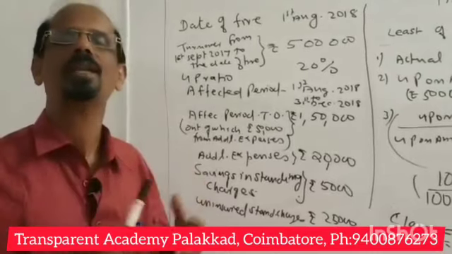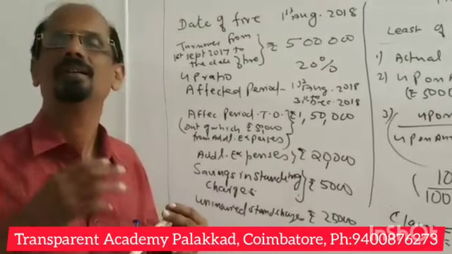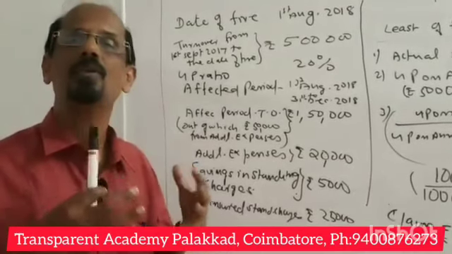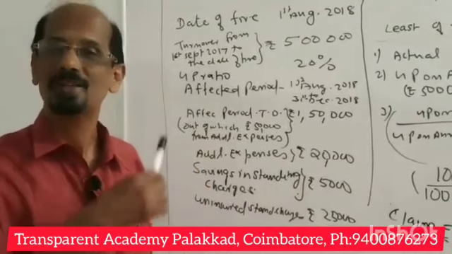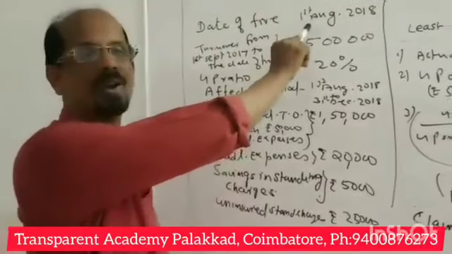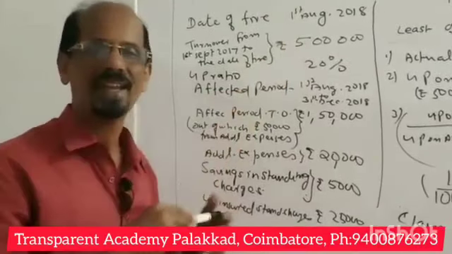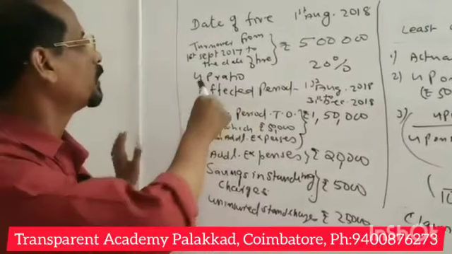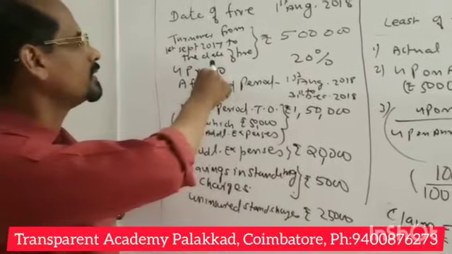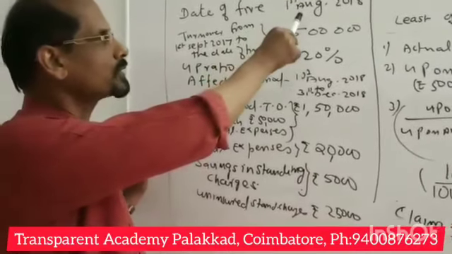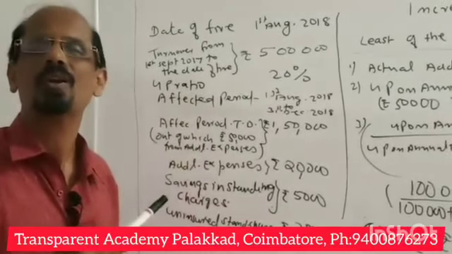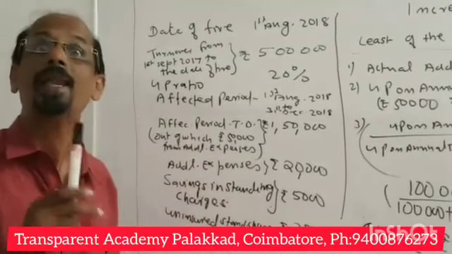So for calculating the claim for additional expense, what is the information given in the problem? Let us discuss with an example. For example, the date of fire is given as 1st August 2018, and the turnover from 1st September 2017 to 1st August 2018 is 5 lakh. What is this turnover called? This turnover is called annual turnover.